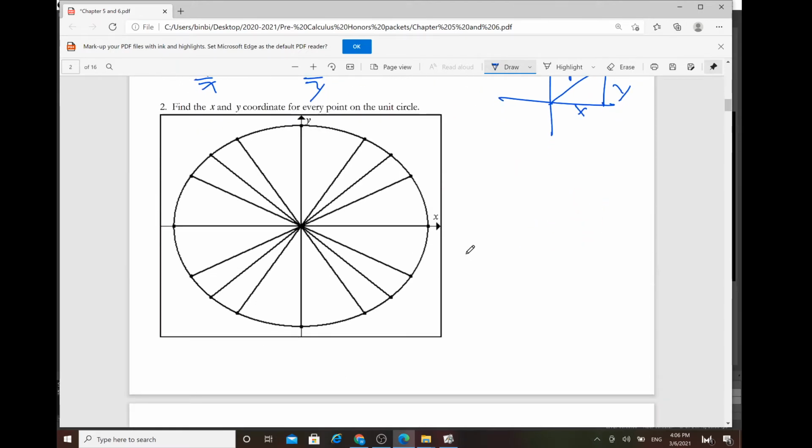So again, it's all about the unit circle, but instead of using adjacent, opposite, hypotenuse, we're using x, y, and r. So find the xy coordinate for every point on a unit circle.